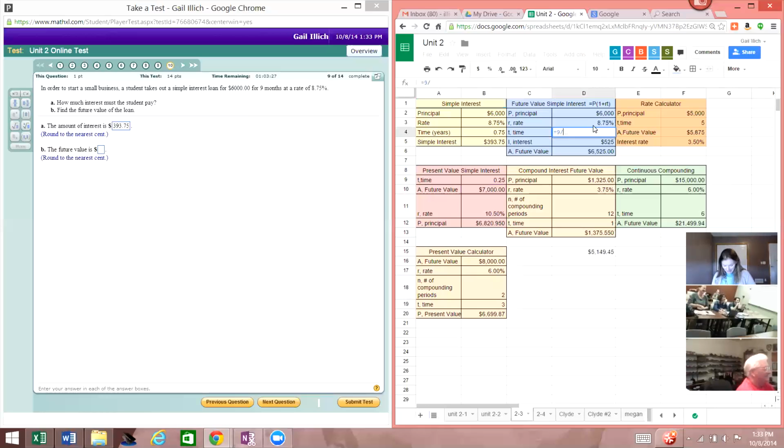9 divided by 12. And then, see here, this has 390. This doesn't have, I'm going to add some decimals here to that one too. And then 6. So $6,393.75.